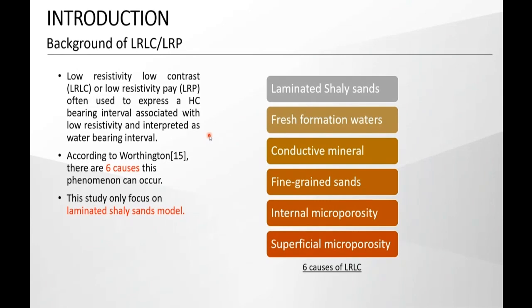And according to Worthington, there are 6 causes for this phenomenon to occur, which are laminated shaly sand, fresh formation water, conductive mineral, fine grain sand, microporosity, and also superficial microporosity. So in his study, they have 6 factors, but for this study, we focus only on the laminated shaly sand model.